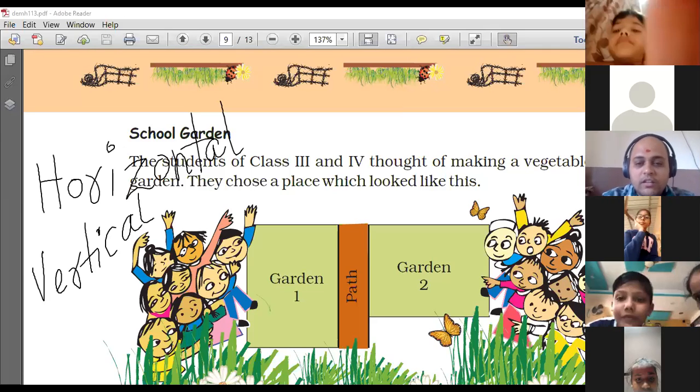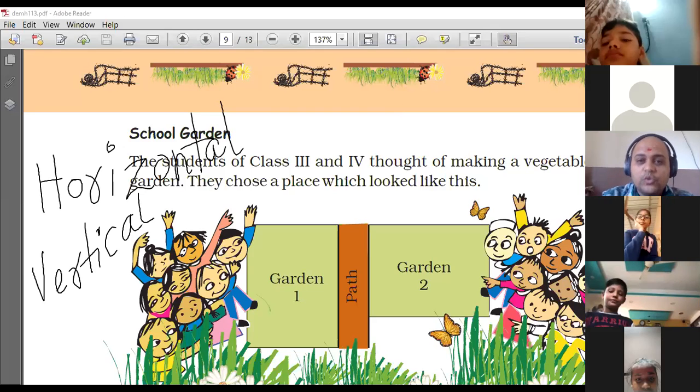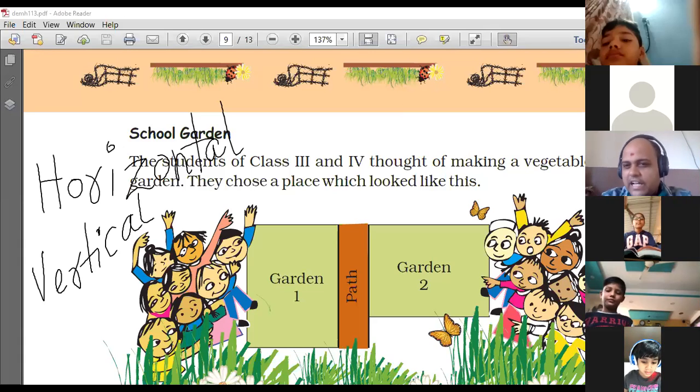Yes, Kavish, tell me. Do you think both are same and why? You think garden 1 is vertical and garden 2 is horizontal. Okay, both are rectangular shapes, right? And both are looking the same. So how do we find the size of a given shape? How do we find the area? How big or how small is one thing, right?